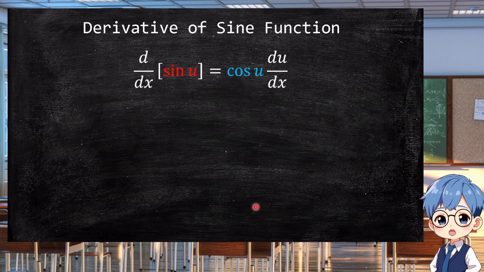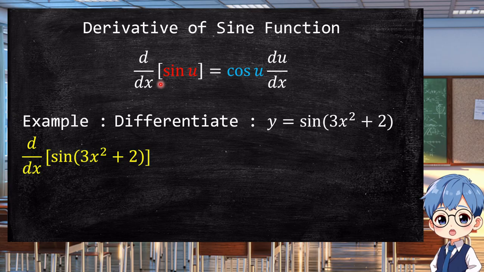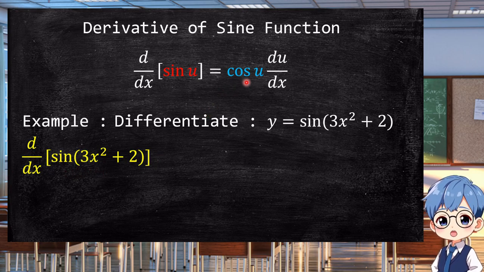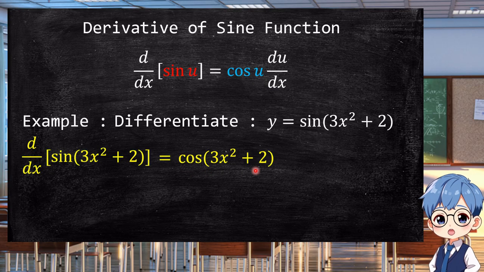Let's have an example. Differentiate y equals sine of 3x² plus 2. To get a derivative, we simply make use of the formula. So if we have a sine function, then the answer should be a cosine, and we just copy the given angle, which is our u. So our u here is 3x² plus 2. That's why here we have cosine of 3x² plus 2.